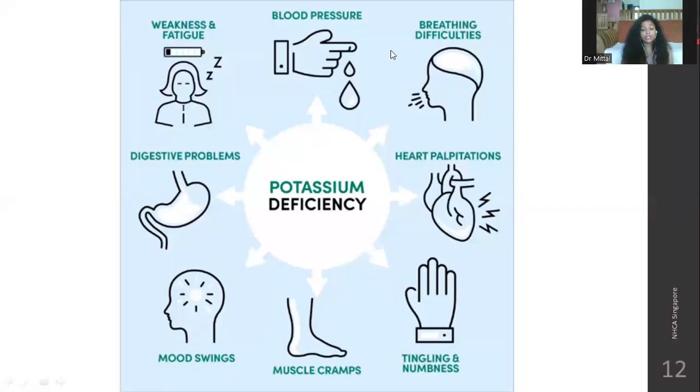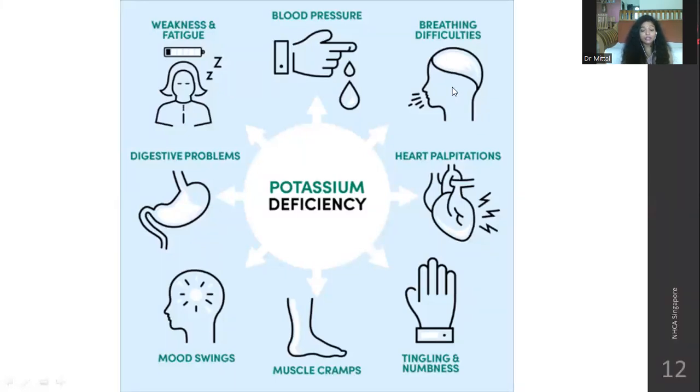So potassium deficiency is very rare. It's not common. But these are the common things that you can find in a potassium deficiency: low blood pressure, weakness, fatigue, hearing and speaking difficulties, heart palpitations, tingling and numbness sensation which starts in the tips of your fingers or toes, muscle cramps, mood swings, digestive problems.